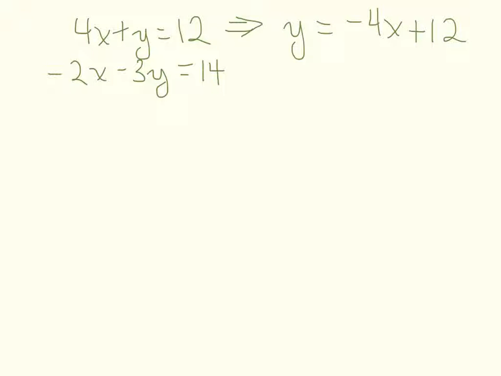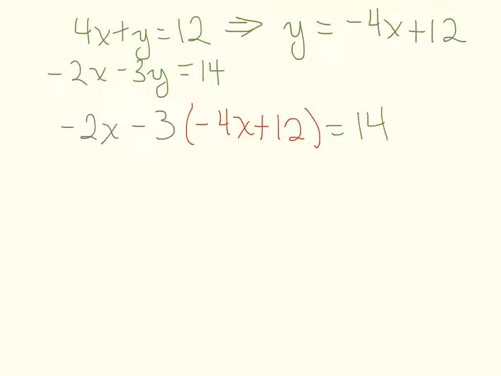Okay, and then that would be easy to plug in for y in this equation. So we're going to take all of this, because y is equal to all of this, and plug it in right there for y. So let's do that now. We'll take negative 2x minus 3 times (negative 4x plus 12) is equal to 14. Okay, so where did we get this negative 4x plus 12 from?